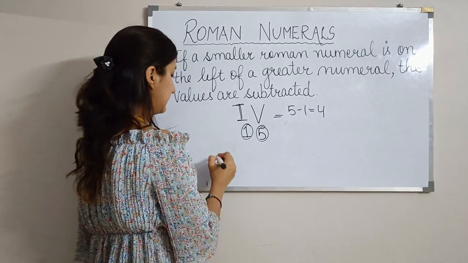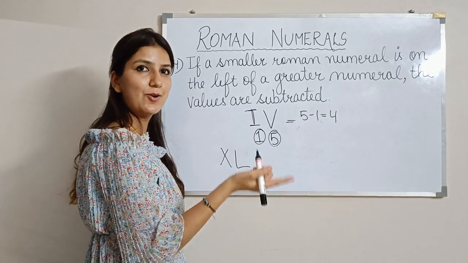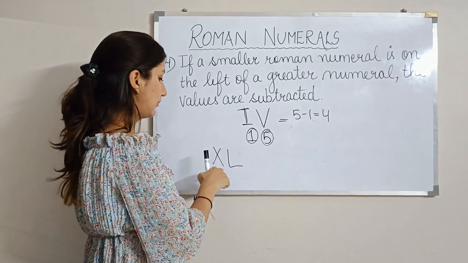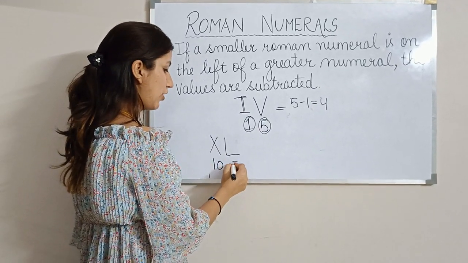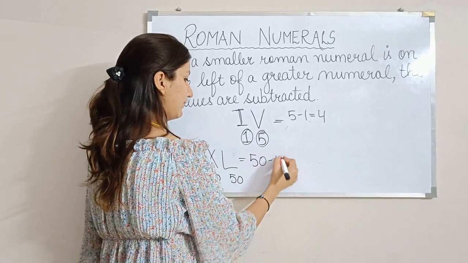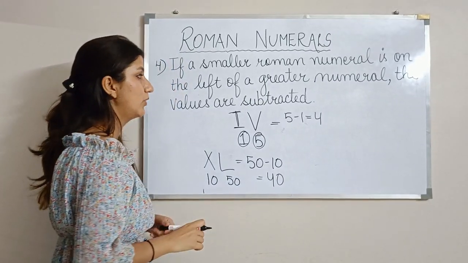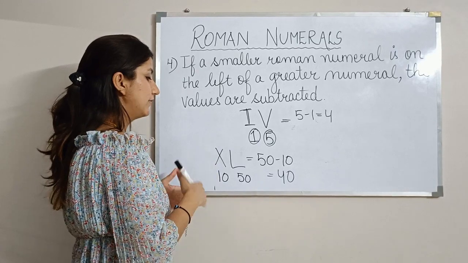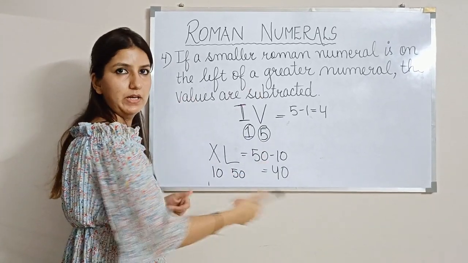Let's take one more example. X then L. L is the bigger Roman numeral and X is the smaller Roman numeral. The smaller one is on the left side, so we're going to subtract this value from this value. So 50 minus 10 is equal to 40. So whenever the smaller value is on the left of the bigger Roman numeral, we subtract the value of the smaller from the bigger one.